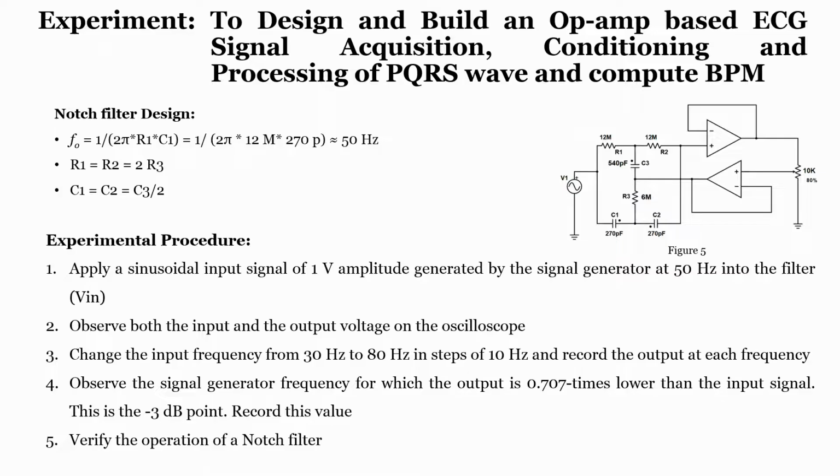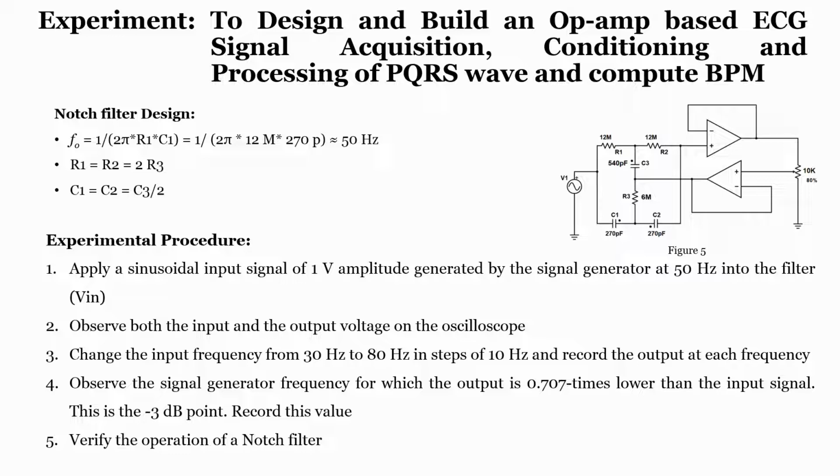Similar to our previous filtering modules, even in this case we will be using active filters. The reason is the very high input impedance and very low output impedance of operational amplifiers, and the gain is easy to set using them. Now, in our experiment to design and build an op amp based ECG signal acquisition, conditioning and processing of the PQRS wave to compute BPM, we will see how to do the notch filtering using operational amplifiers.